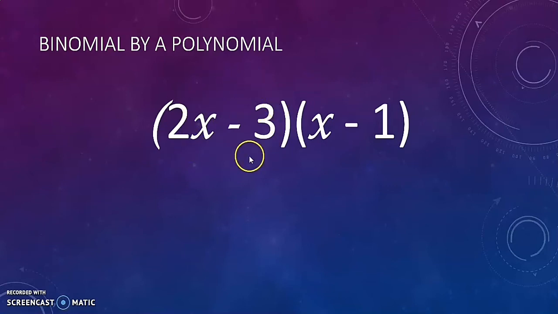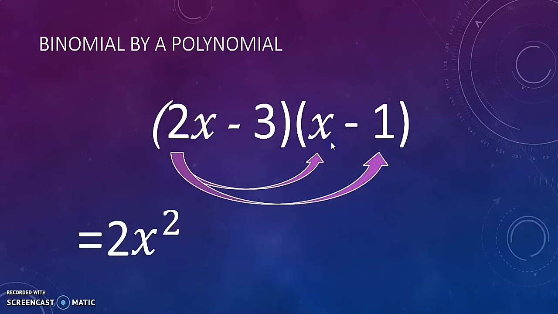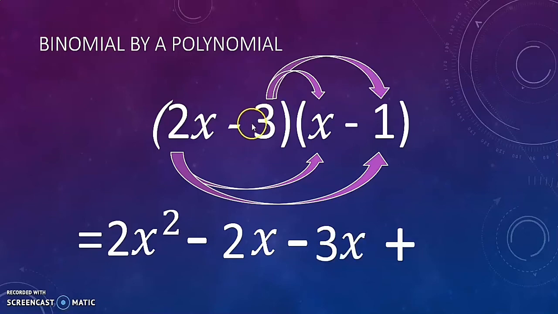Another example of binomial times binomial. Again, distribute the first term from the first quantity to each term in the second quantity. So, 2x times x equals 2x squared. 2x times negative 1 equals negative 2x. Next, we have now negative 3 to be distributed or multiplied to each term in the second quantity. Negative 3 times x equals negative 3x. Next, negative 3 times negative 1, positive 3.